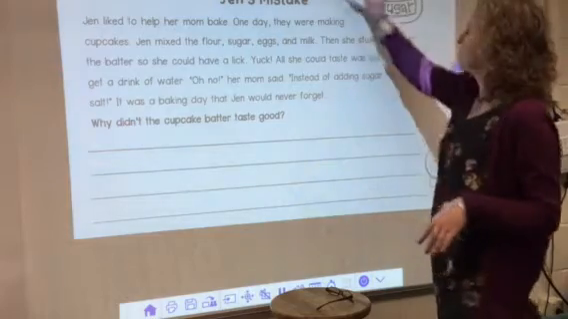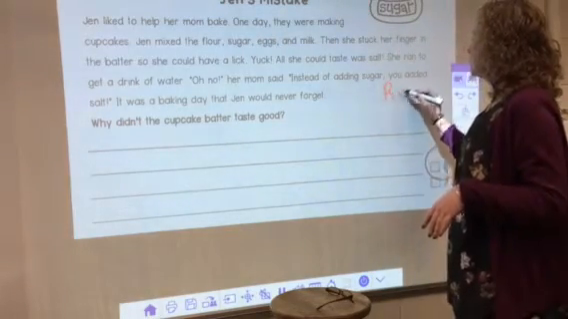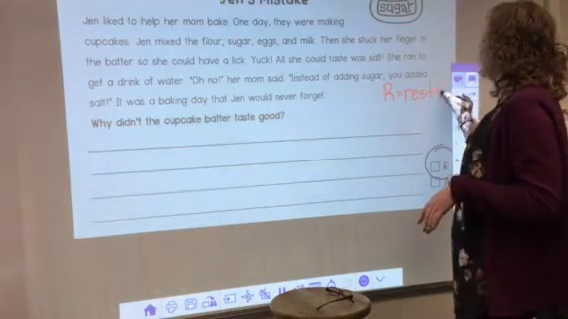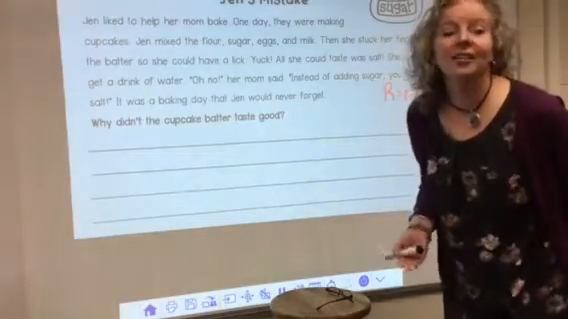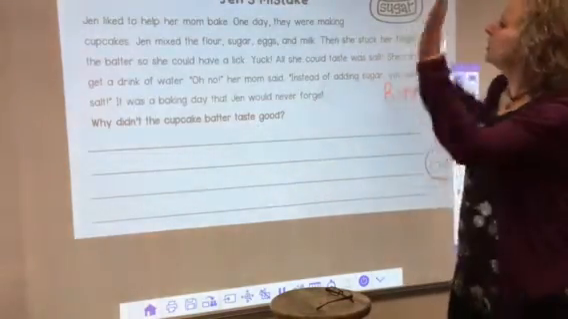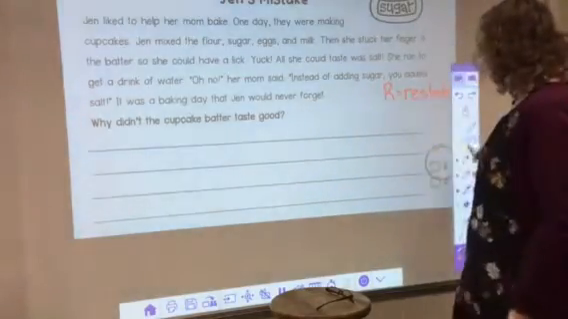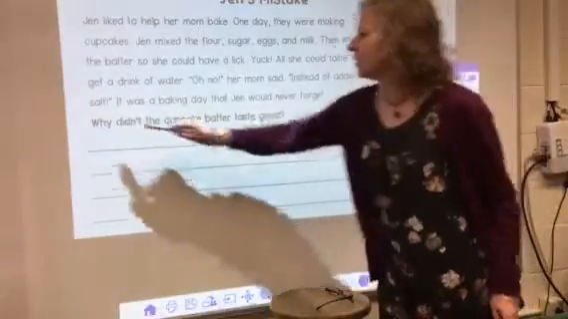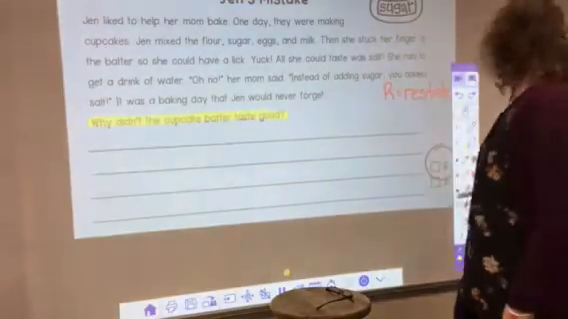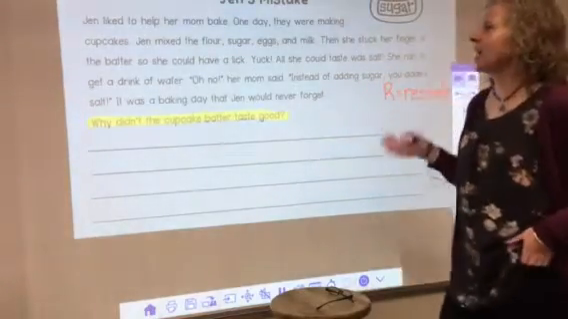Let's see. I'm not sure if you can see way up there, so I'll put it here. R means restate the question. So the first thing you do when you are formally answering something is find the question. This one's not too hard to find. There's a paragraph, and at the end, in bold, there's a question. Let's read the text and see what's happening.